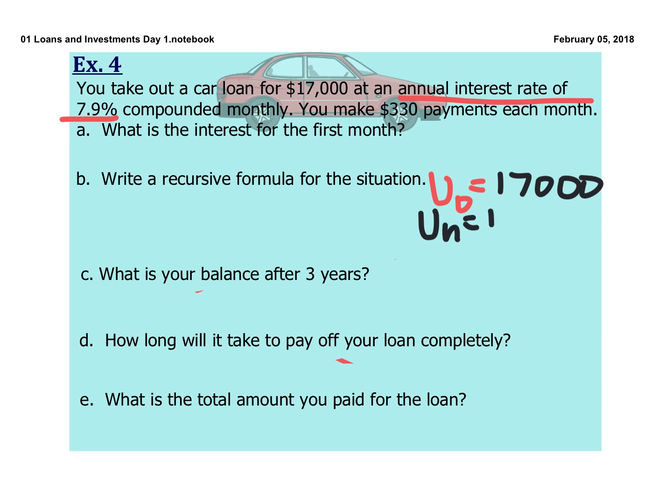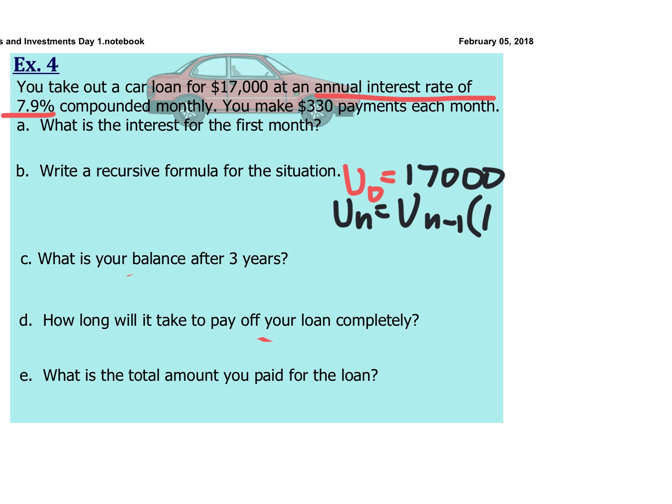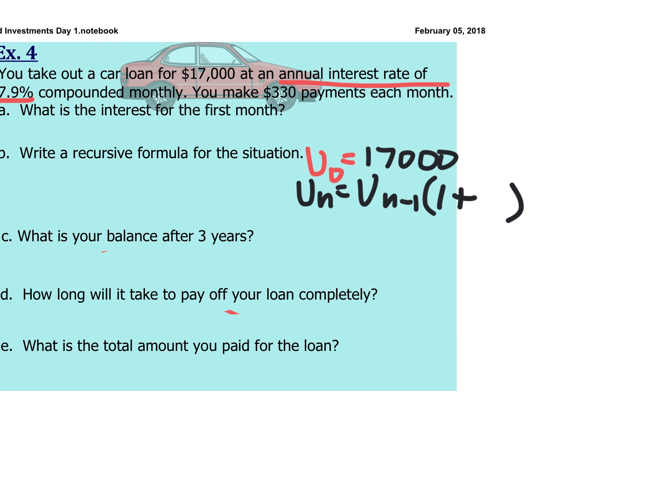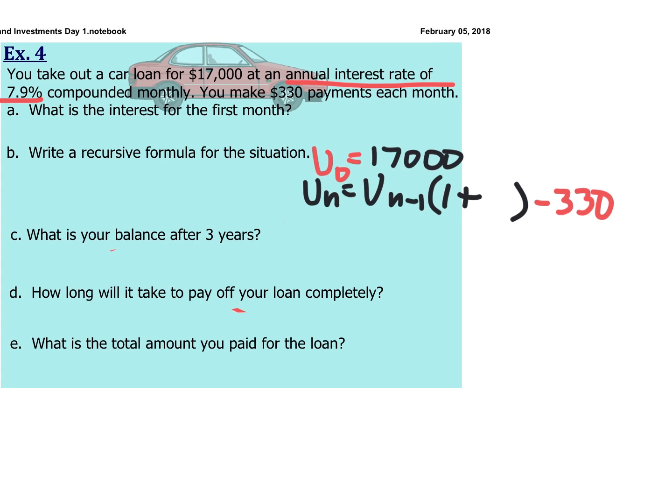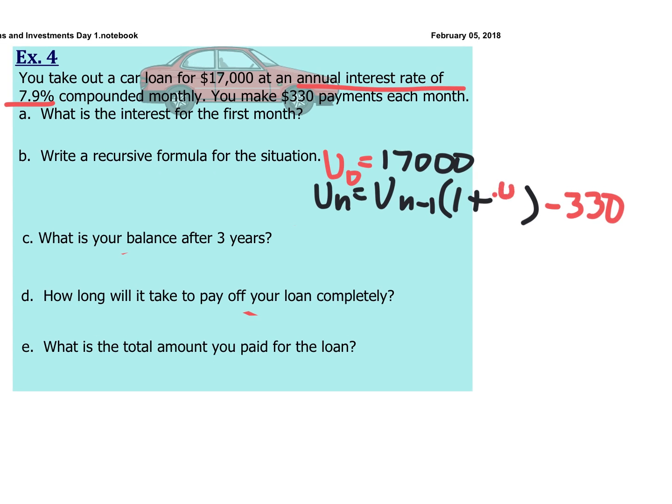U sub n minus 1, parentheses. And since this is a loan, after the parentheses, I make monthly payments of $330. Negative $330. Who had a negative $330 at the end? Okay, good. The next part is the interest rate, which is careful, 0.079. And if it's monthly, divided by 12. And there's my equation. Technically, n greater than or equal to 1, because it's a written formula, we need the domain.